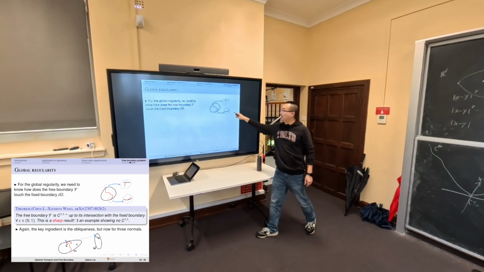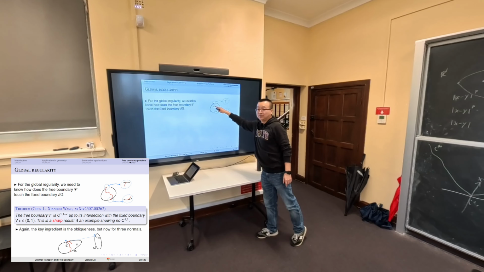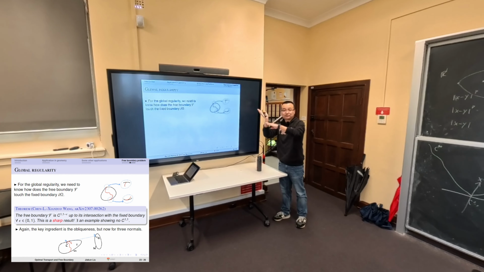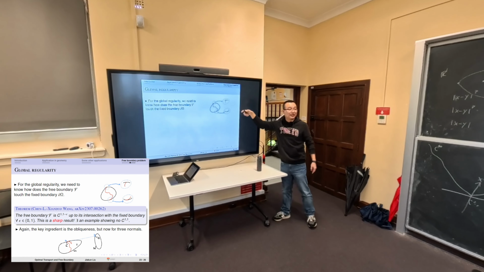One case, because we have two boundaries. One is a free boundary, the red color. The other one is the fixed boundary, the black color. They will cross each other. How do they cross each other? They could cross each other transversely or very smoothly, tangentially. Okay, you have to divide case by case.